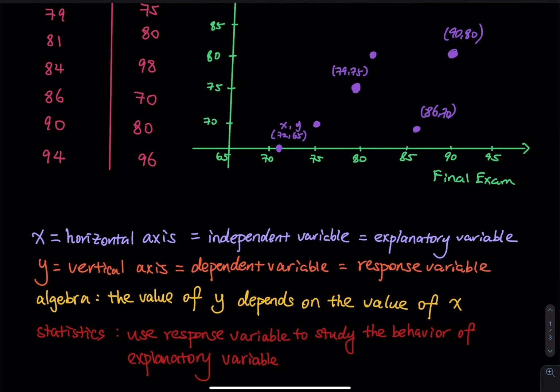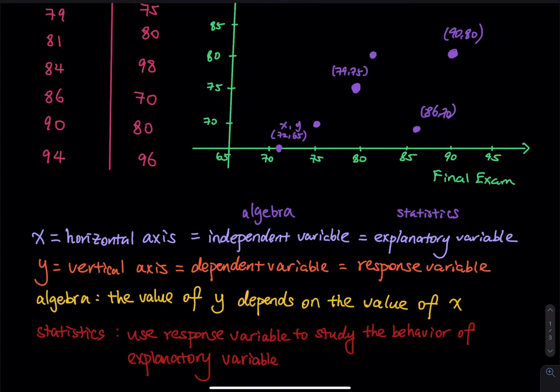So the horizontal axis is the x-axis, and the x-axis is for the independent variable. Independent variable is a language that you use in algebra. And independent variable has another name in statistics, which is called explanatory variable. It's a language that we use in statistics. And in this bivariate data, what is our independent variable? Our independent variable is final exam.